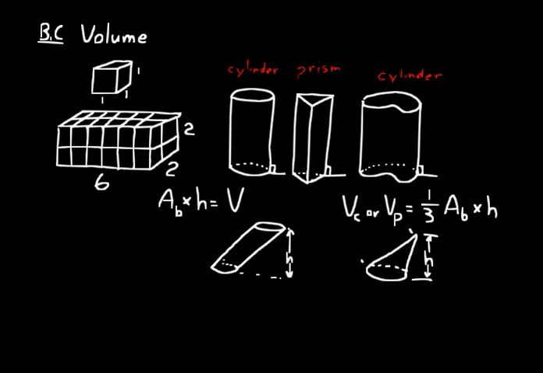or pyramid. Volumes of cones and pyramids, those equal 1/3 the volume basically of a cylinder or a prism inside which that cone or pyramid would fit. Cones have a curve for their base just like cylinders do. Pyramids have line segments for their base just like prisms do.